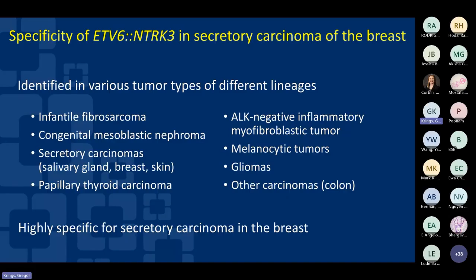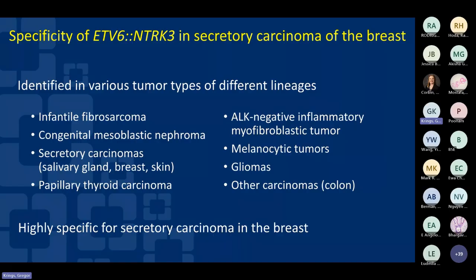Now, these fusions were first identified in infantile fibrosarcomas and congenital mesoblastic nephromas, and since then have been identified not just in secretory carcinomas of various sites, but also in other carcinomas such as papillary thyroid and colon carcinomas, and in fact, tumors of various different lineages.